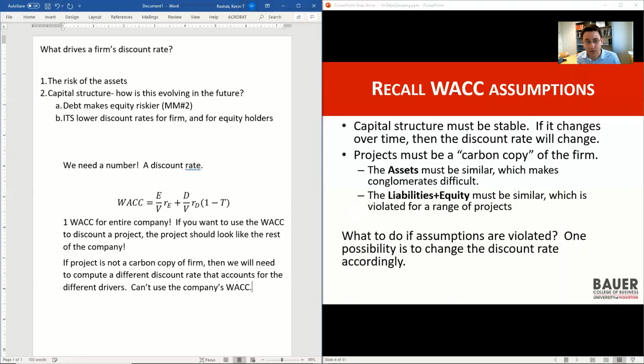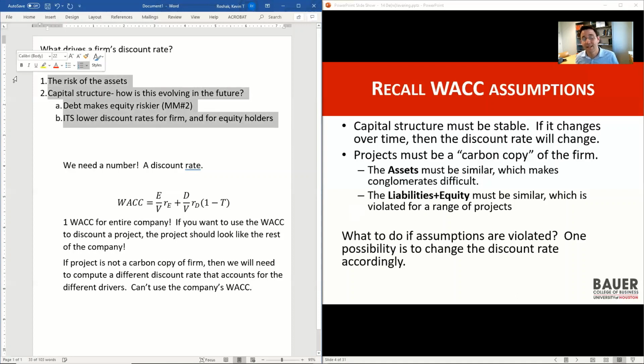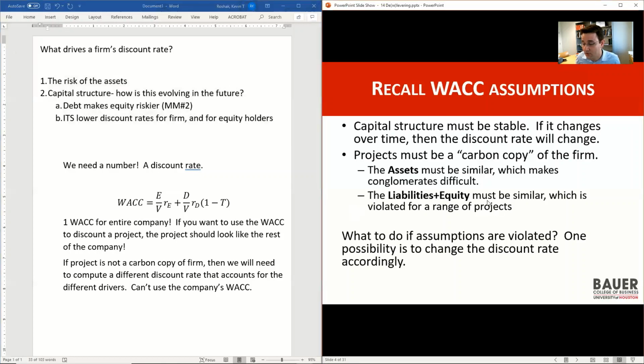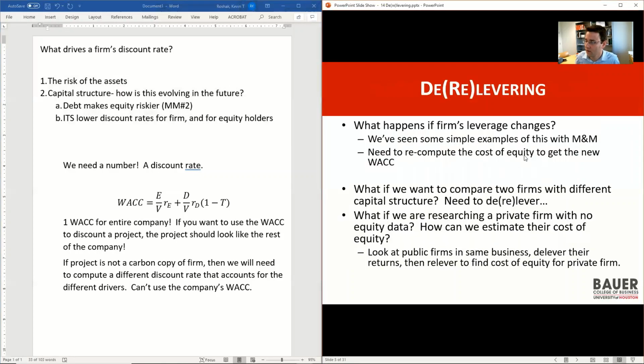We won't be able to use the company's WACC. We'll have to adjust for these drivers of the discount rate to get a new discount rate if our assumptions are violated. So these are some cases. We've talked about these, but it's all spelled out in the slides here.